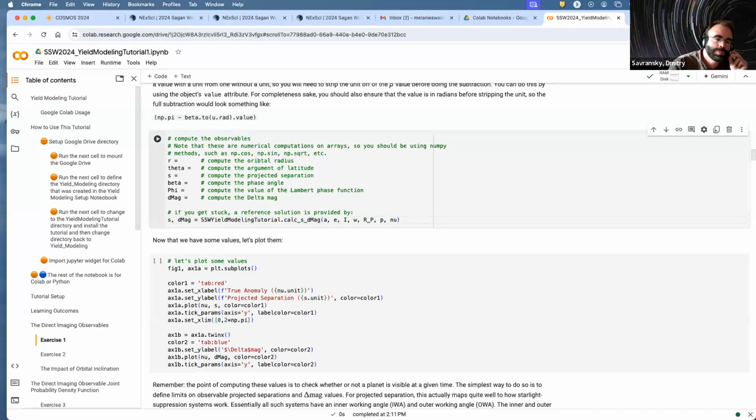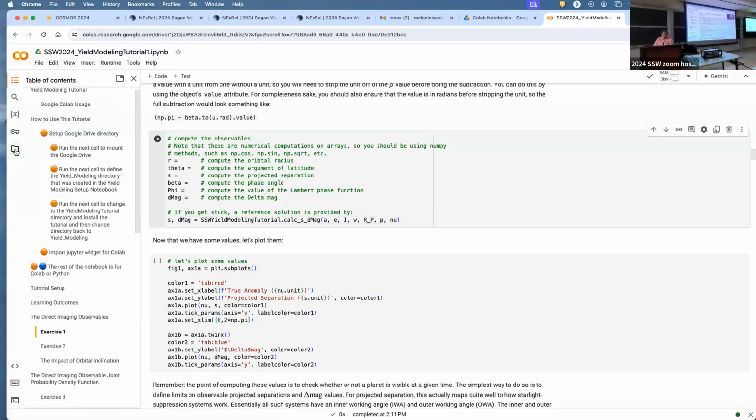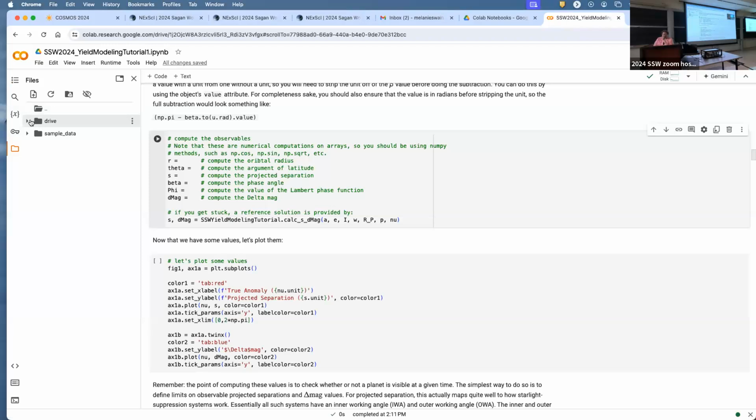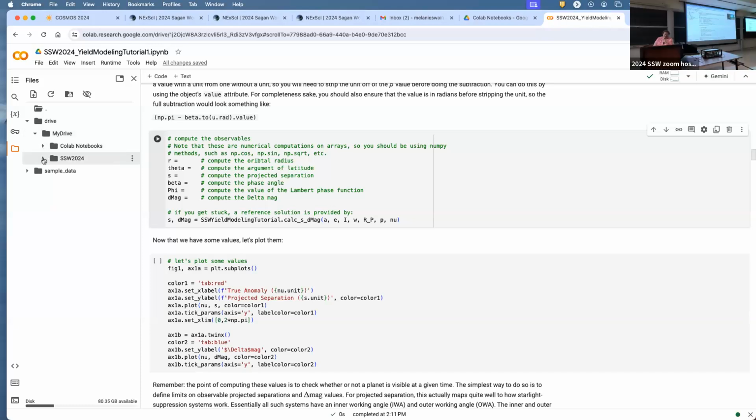Rhonda, could you please show how they can access the reference solutions? Yes, if you feel like you're stuck or you just like to see what the results are, we can come over here to the Google Drive. This is what you wanted me to show, right, Dmitry? Yes, please. All right, to the drive, to my drive, to SSW, yep, this one.